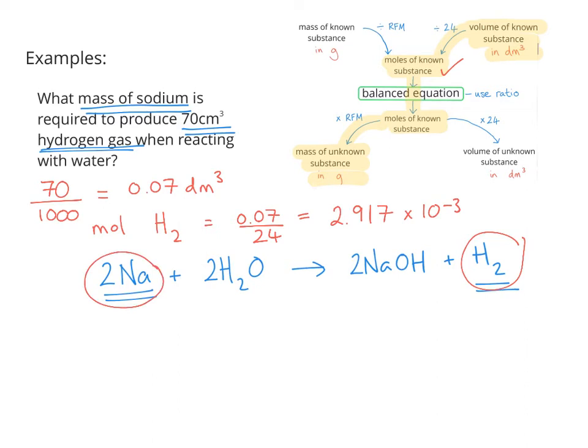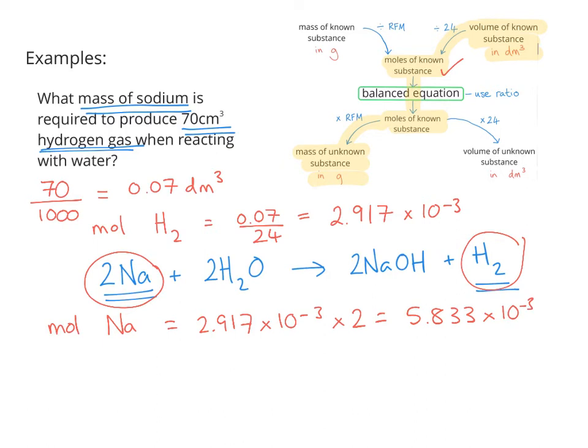There's my sodium. Well, sodium has a 2 in front and hydrogen doesn't. So there are 2 moles of sodium for every 1 mole of hydrogen. So to get moles of sodium, I would take my number of moles of hydrogen and I would simply times it by 2. And this is where I left my number in the calculator because it's nice and easy to do that way. And so I got 5.833 times 10 to the minus 3 moles of sodium.